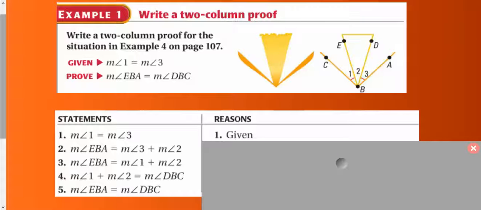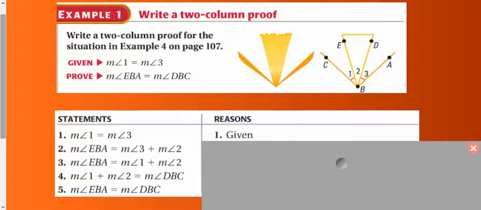Now, we are given that angle 1 is equal to angle 3. Those two are equal, and we have to show that EBA and DBC are the same. So that's what we're trying to prove, that those two larger angles are the same. You might say, well, they look the same, so they're the same. No, we're actually going to have to prove that.